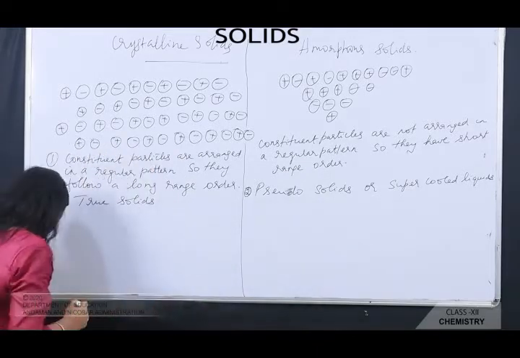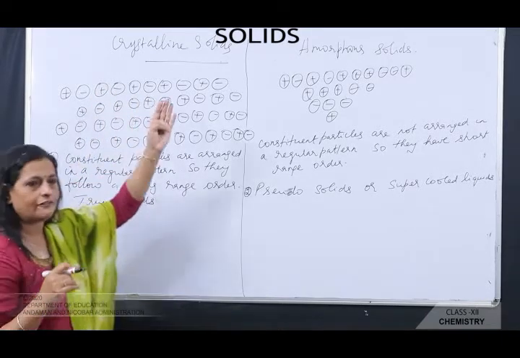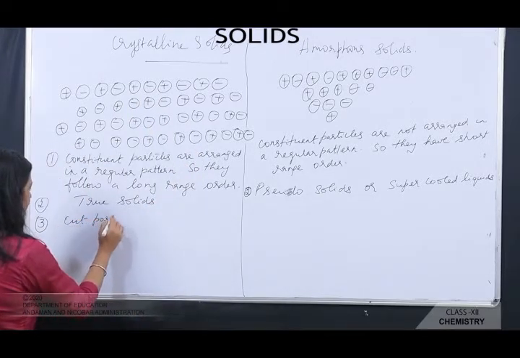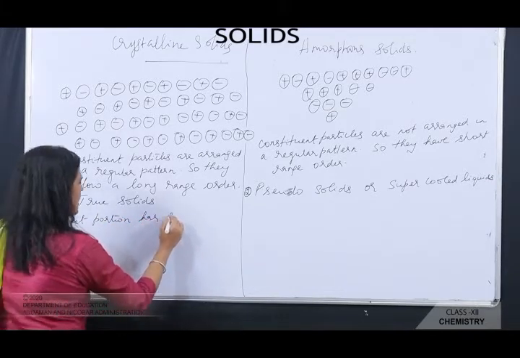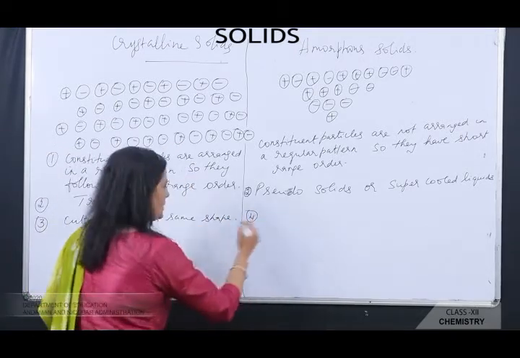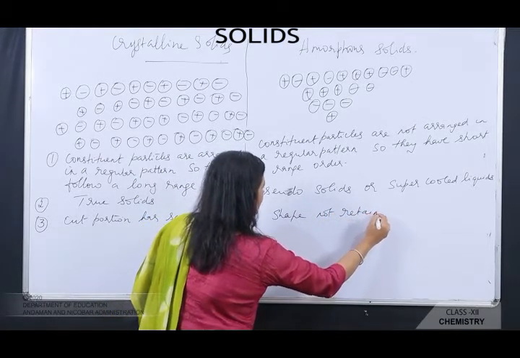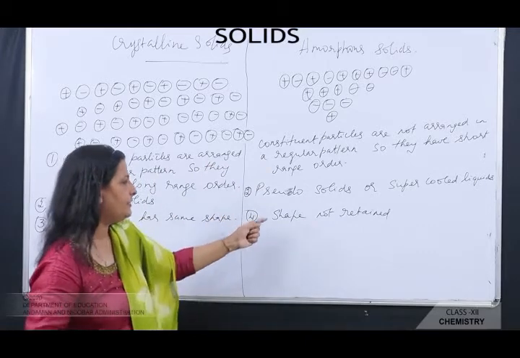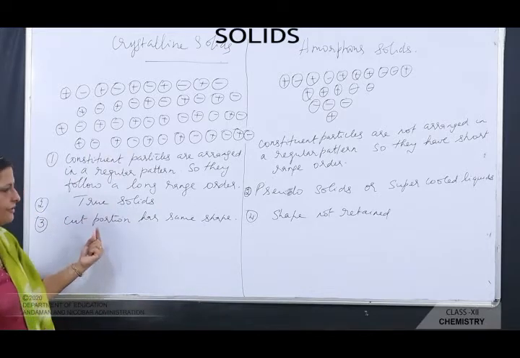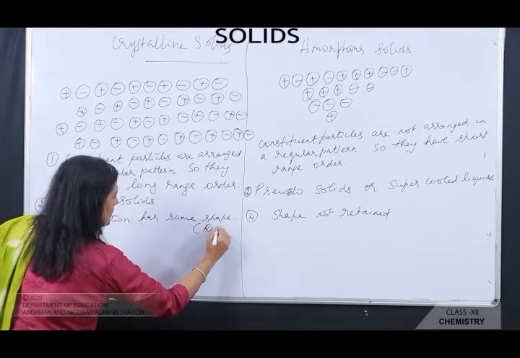Then the third point is what? The cut portion. If you cut a crystalline solid with a knife, the cut portion will have the same shape. But here the shape is not retained. That is, if you cut an amorphous solid with a knife, the shape is not retained. But in case of a crystalline solid, if you cut it with a knife, the shape is what? Retained. Has same shape means it is retained.